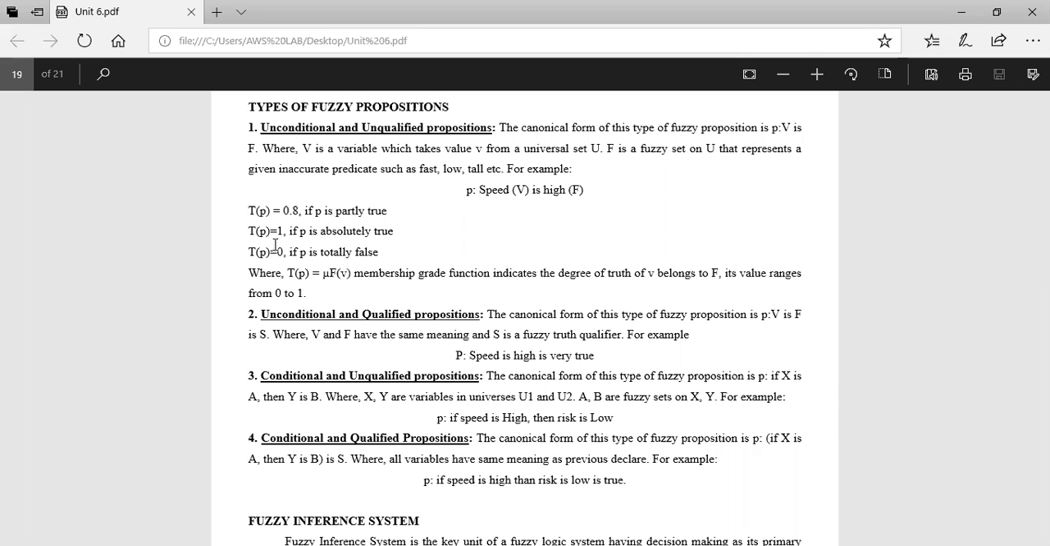So the canonical form of this type of preposition is P colon B is F is yes, where B and F are same meaning and S is a fuzzy true qualifier. For example, P colon speed is high is very true. Ikkada B is F is yes antam.